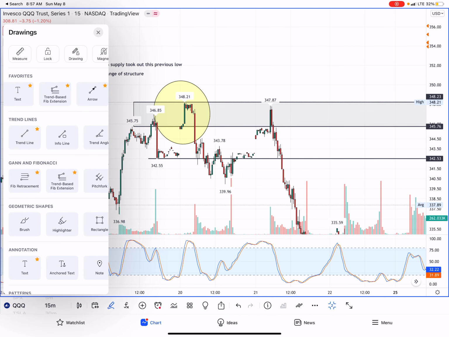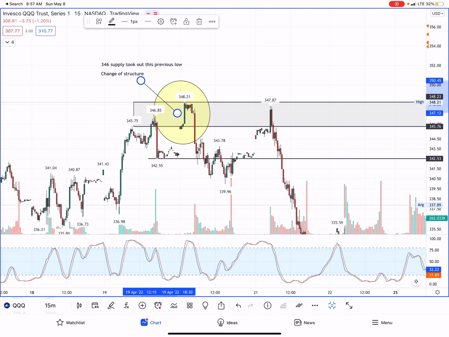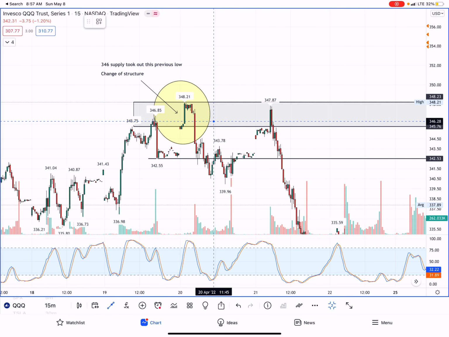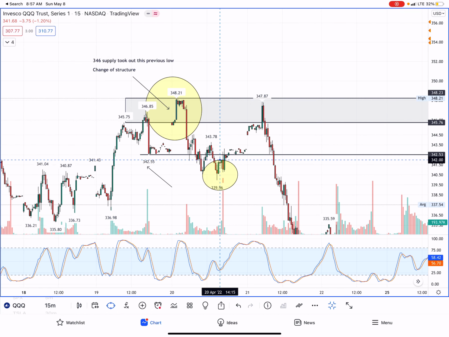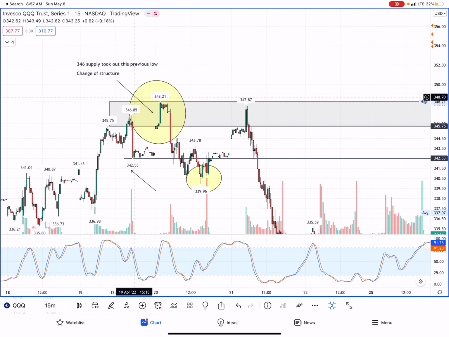So we get this supply zone that formed. This is the 4-hour supply I was just showing you guys. It took out this low because we made a low at 340, and then you get this bear trap. The idea is that price moved away too fast from the supply zone for smart money to fill their orders. So look what happened the next trading day.